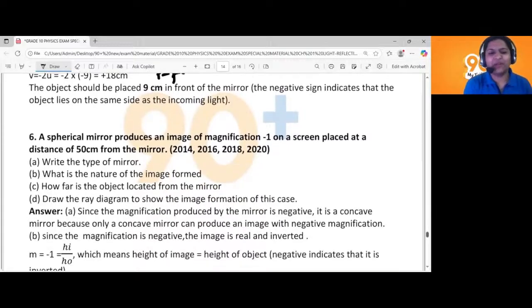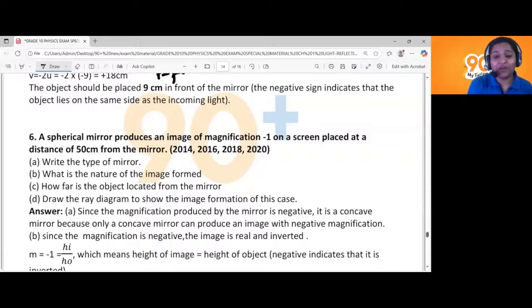A spherical mirror produces an image of magnification negative 1 on a screen placed at a distance of 50 centimeter from the mirror. This question is a repeated board exam question: 14, 16, 18, 20. Okay. Magnification negative 1. Which kind of mirror is producing a magnification of negative 1?